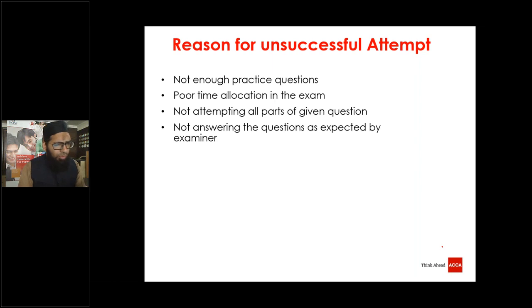Now, this is also a problem that examiners see in your scripts, and that is not answering the questions as expected by the examiners. So sometimes the examiner has asked you something specific, but students generally try to answer a question in a way that they have practiced in the revision kit. However, sometimes the requirement is completely different from what was asked in the past exam paper or what you have covered in the revision kit. So it is important that we read the requirement carefully and understand the requirement carefully.